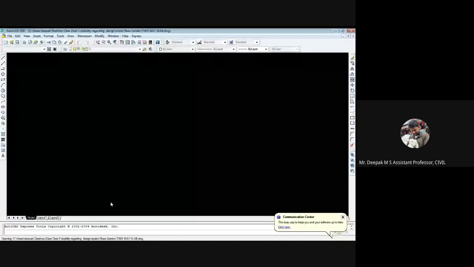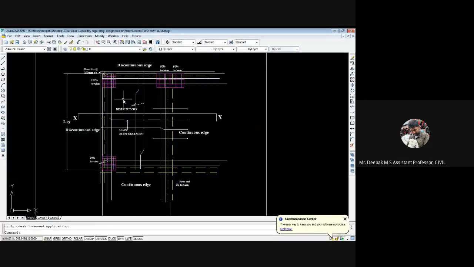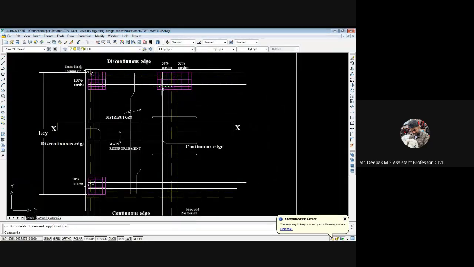Typical two-way slab. We can see adjacent edges discontinuous and these adjacent edges are continuous. How is the reinforcement given? Negative strip reinforcement, white lines, negative strip reinforcement, and this purple line indicating the mesh, this is torsion.